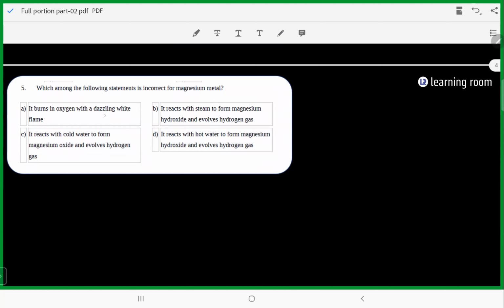It burns with oxygen. It gives the dazzling white flames. It reacts with steam to form magnesium hydroxide and evolve hydrogen gas. It reacts with cold water to form magnesium oxide and evolve hydrogen gas. It reacts with hot water to form magnesium hydroxide and evolve hydrogen gas. So magnesium reacting with cold water to form magnesium oxide and evolve hydrogen gas is the incorrect statement.